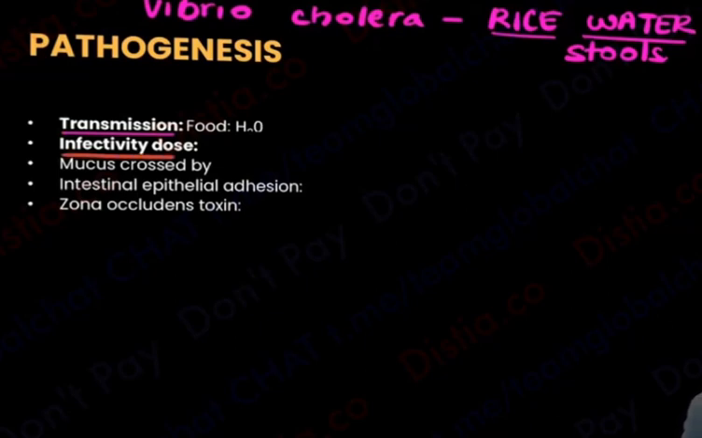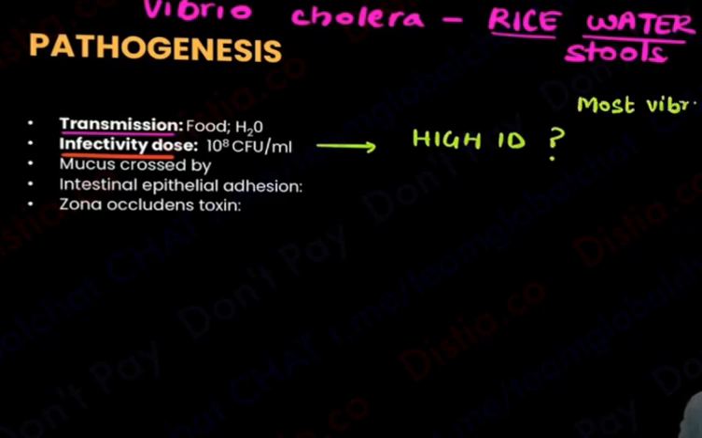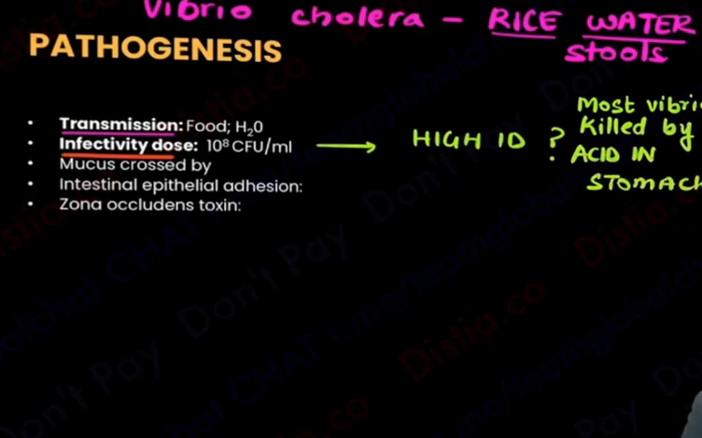The infectivity dose is very high. Imagine we need how much of bacteria? 10 to the power 8 colony forming units. This is quite a high infectivity dose. Why is that needed? Because most of the Vibrio are going to get killed by the acidic environment in the stomach. By the acid in the stomach, most of the Vibrio are going to be killed. So for the Vibrio to be able to cause infection in me, it should have a considerable infectivity dose.